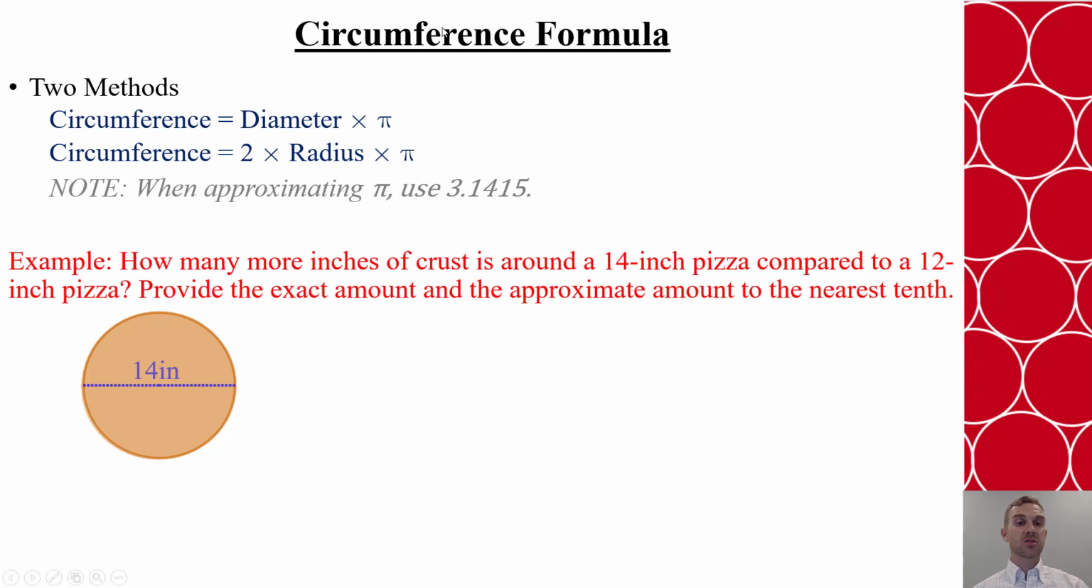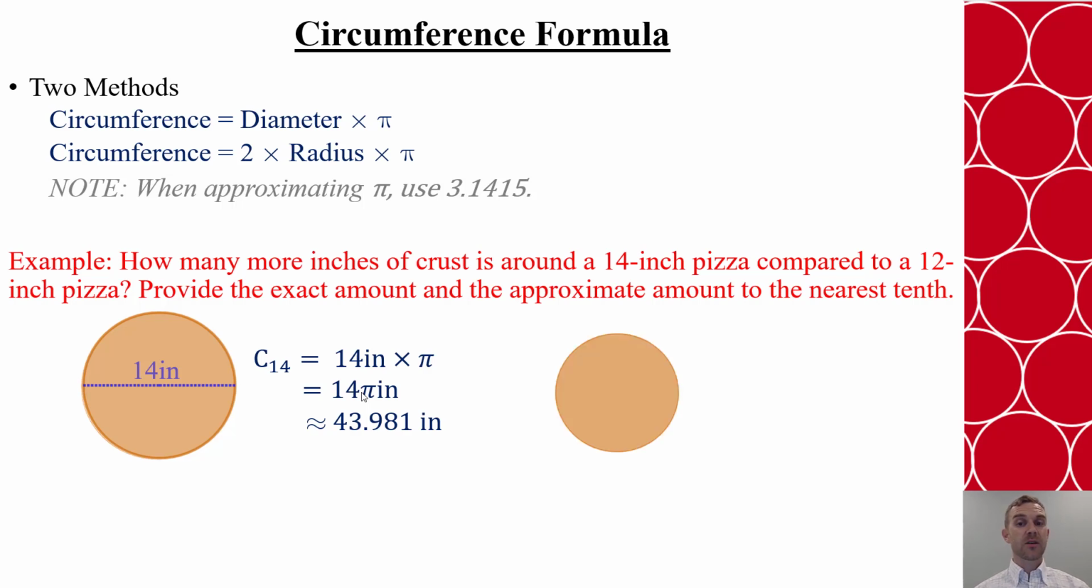So we can use our circumference where we have the diameter already, and that will be 14 inches times pi, which would be 14 pi inches, because pi is a number. So we'll write that, then the unit of inches. That's the exact amount. The approximate amount, if we use the 3.1415, would be about 43.981 inches.